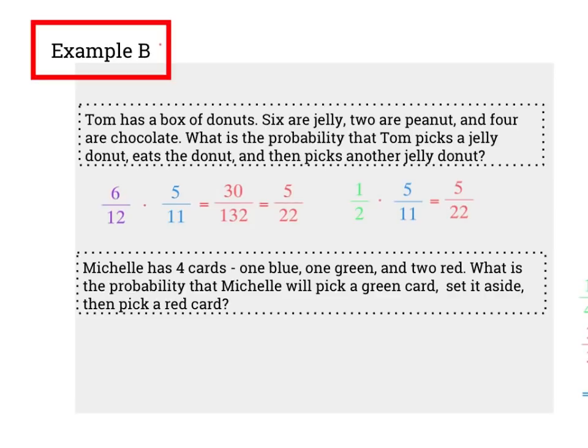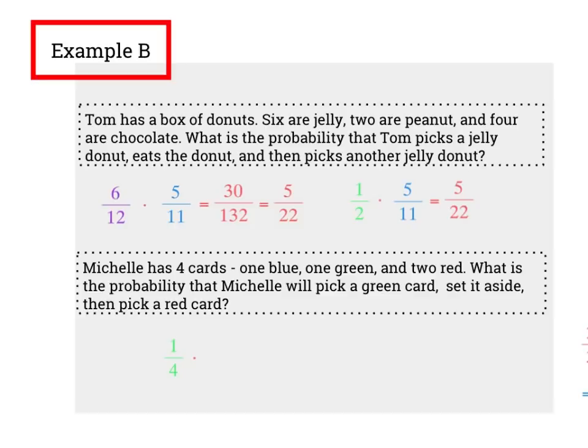In the second one, Michelle has 4 cards, 1 blue, 1 green, and 2 red. What is the probability that Michelle will pick a green card, set it aside, and then pick a red card? So we're going to take a look at the first thing that she's going to pick is a green card. So 1 out of the 4 cards is green, so I've got 1 out of 4. Then again, we're going to be multiplying times whatever our second one is.